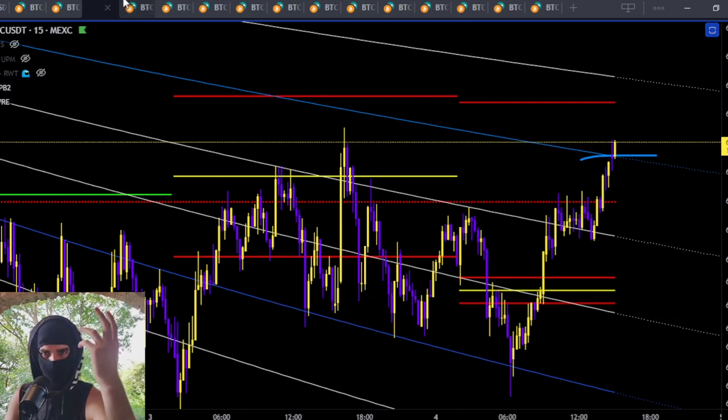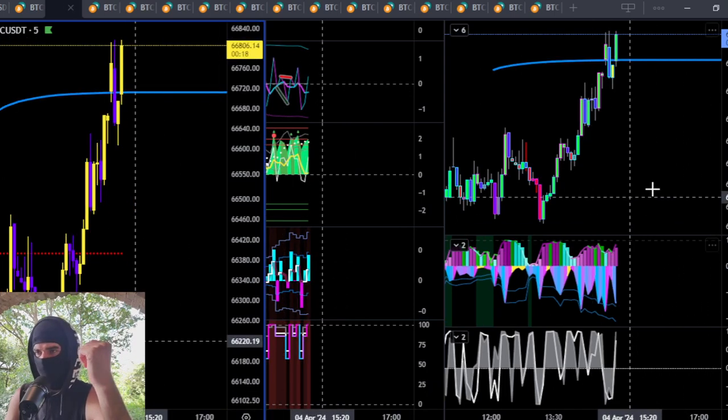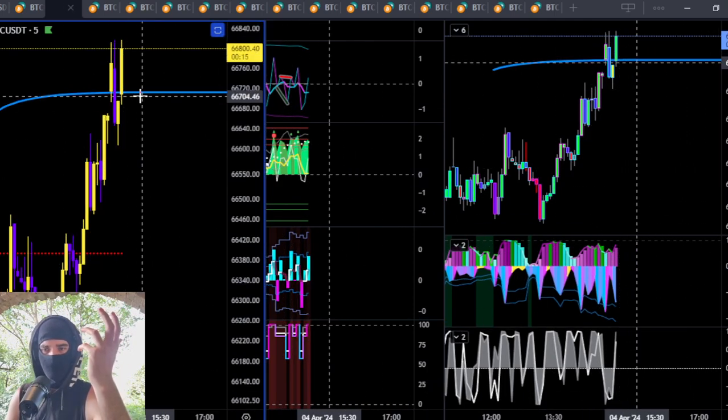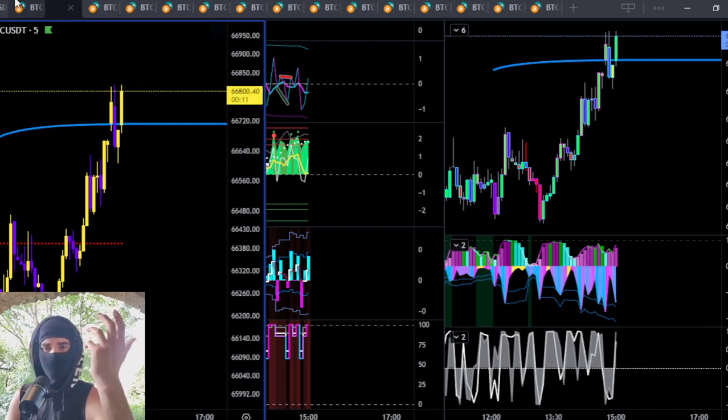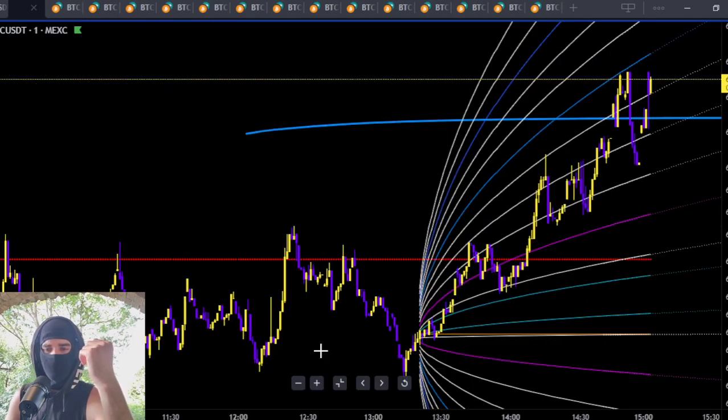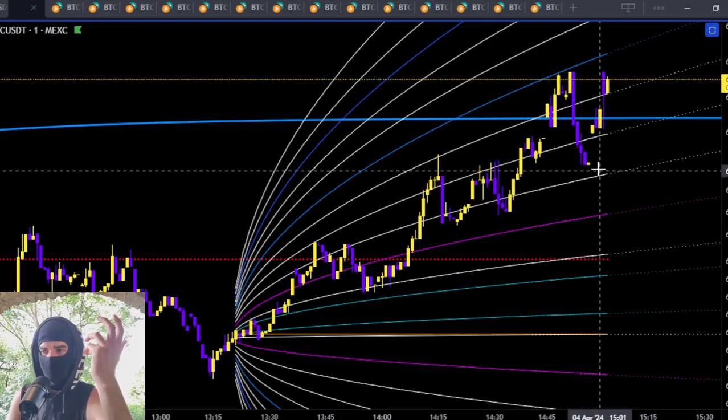Okay, 5 minute expansion, expansion mode, perfect, mean reversion through, perfect. All right, any closes above here, we do look for a push to the upside. This is a 1 minute candle here on spot. That's why we have these big gaps.